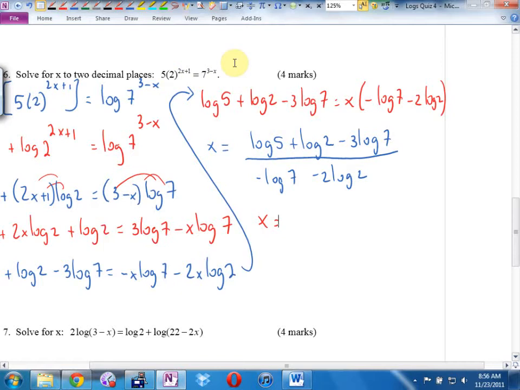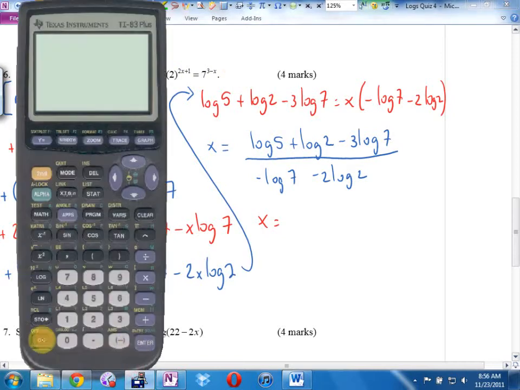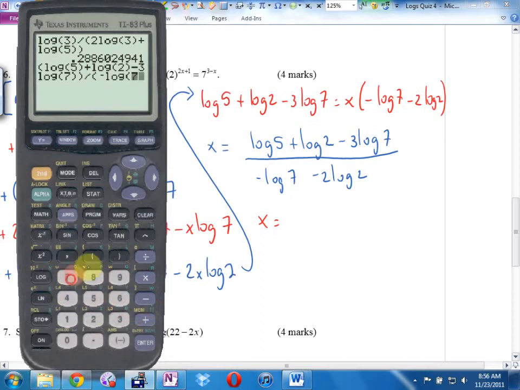Bracket. Log 5 plus, oh no, close off bracket, Mr. Dueck. Plus log 2, close bracket. Minus 3 log 7, close bracket, divided by bracket. Negative log 7, close bracket. Minus 2 log 2, close bracket. Do you guys get 1.06? What does it say? How many decimal places? 2? 1.06.